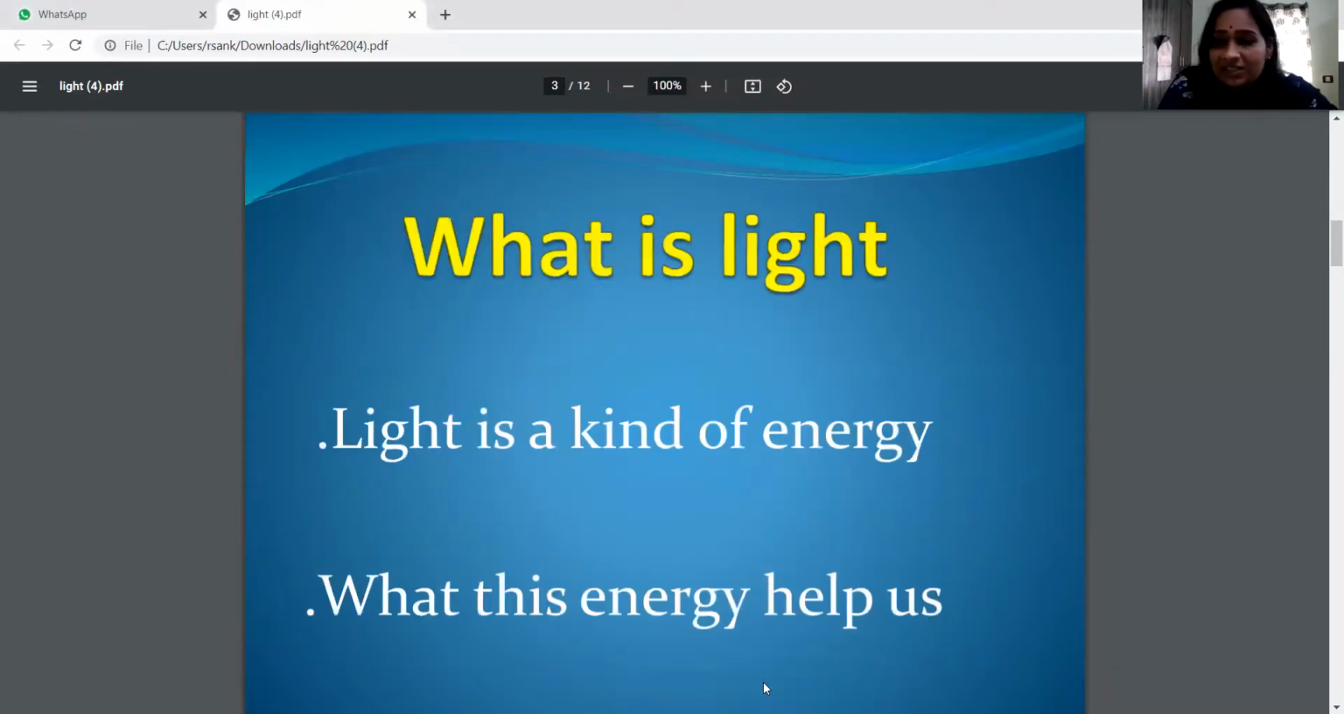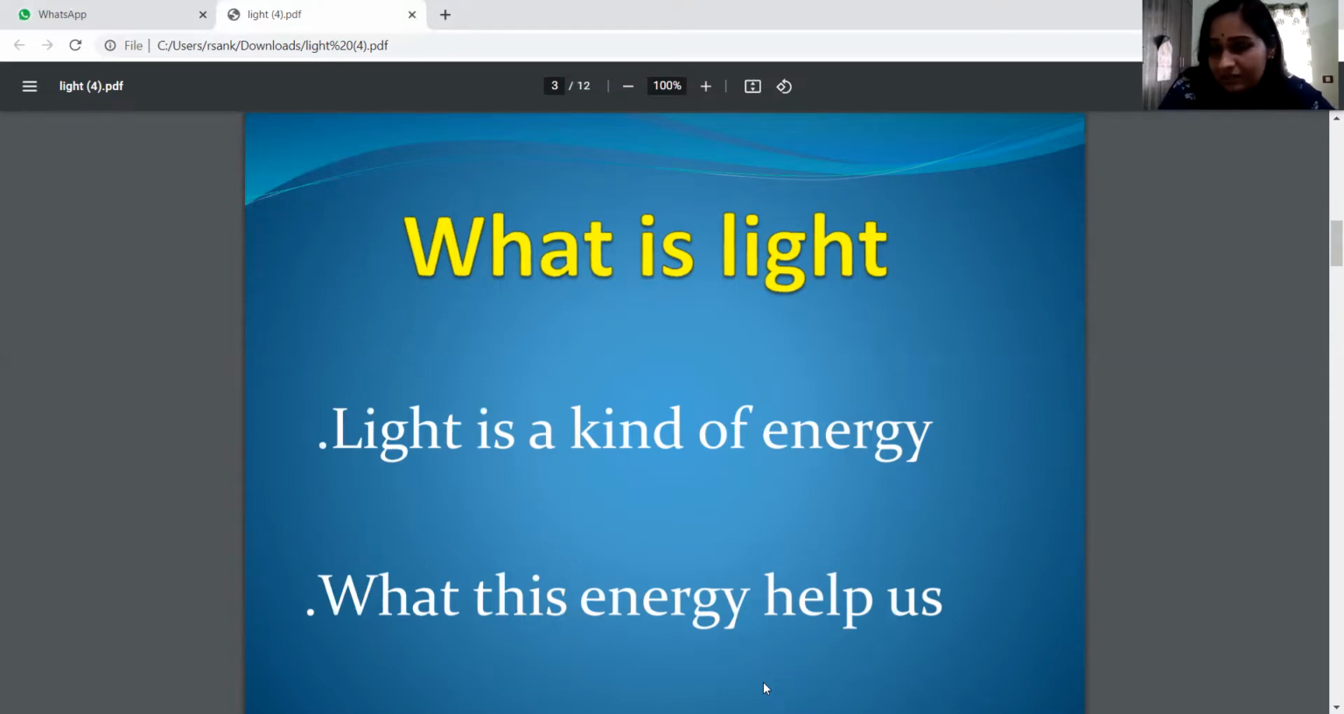So what is light? We all know light is a kind of energy. What are the different forms of energy? We all know there are various forms of energy, right? Potential energy, kinetic energy, light energy, heat energy, chemical energy. These are various forms of energy. Light is also one kind of energy.